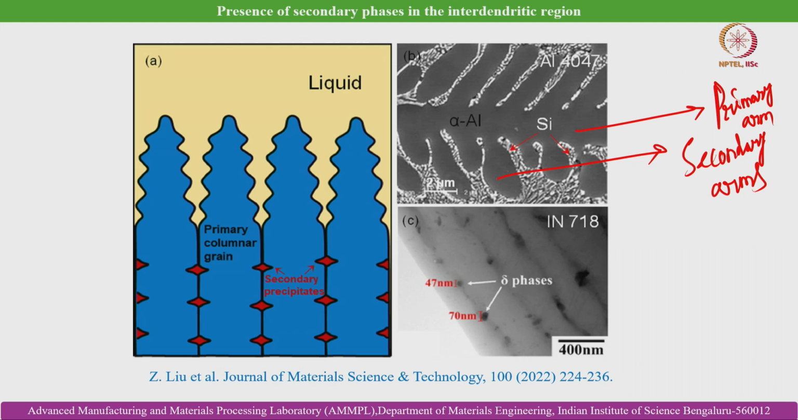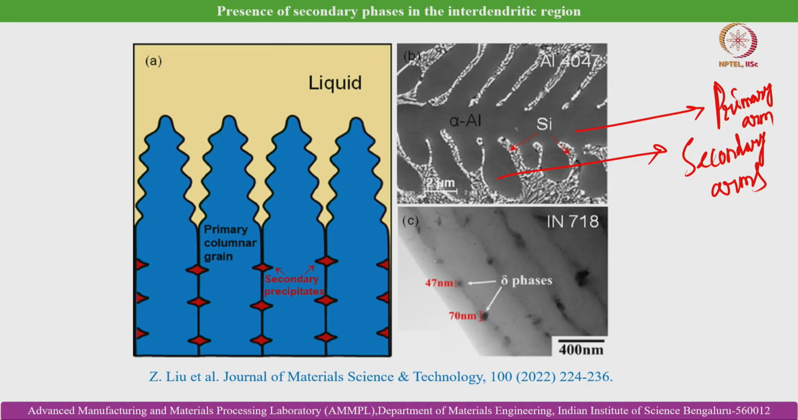One thing you need to understand here: as the G by R ratio goes down, the cooling rate also goes up, and it also causes higher rejection of solute elements. For example, in this particular example it is the solute silicon, and that causes distribution of solute silicon in the interdendritic spacing. That is what is observed over here.